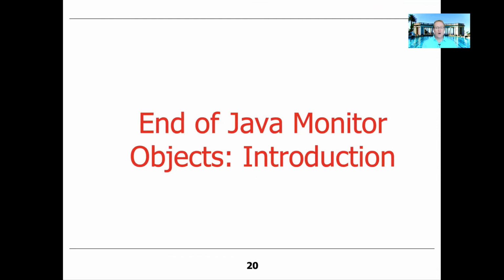So that's the end of the overview of Java monitor objects. Of course, we're going to look at all these mechanisms, mutual exclusion and coordination, in quite a bit more detail. And we'll take a look at a whole bunch of examples that illustrate how to program using Java built-in monitor objects.